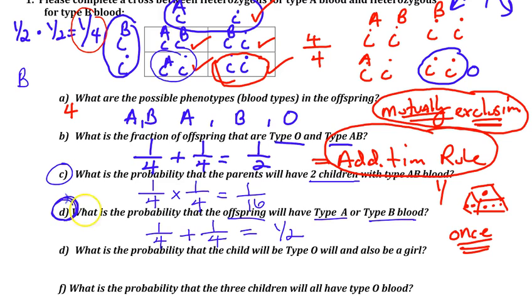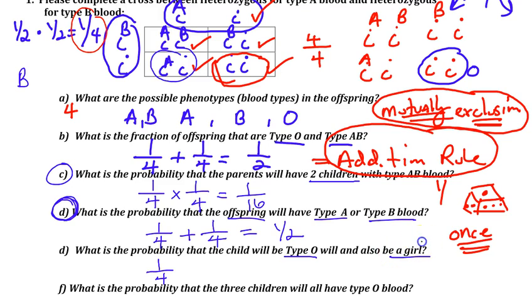Again, what are all the possible outcomes with one meeting, with one roll? Okay. D, what's the probability a child would be type O and also be a girl? So what's the chance to be O? Well, that would be 1/4 because you have only one ii out of a possibility of 4 choices.